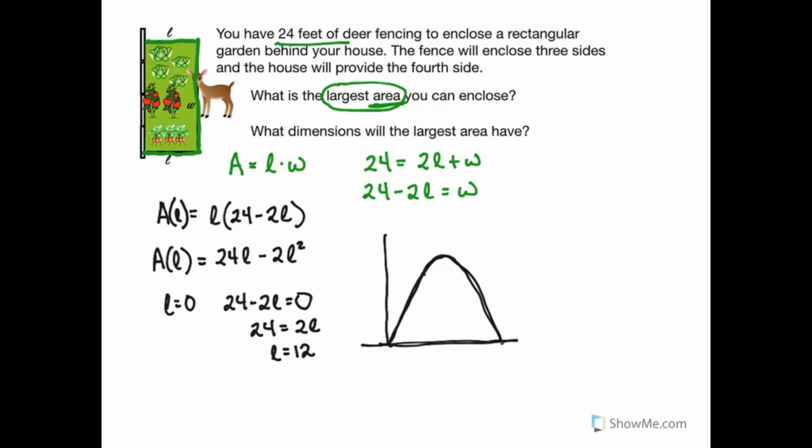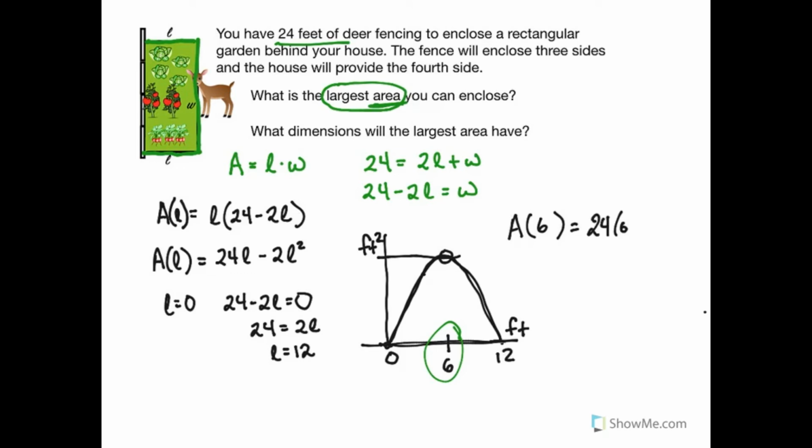If I graph it, the input is a length measured in feet, and the output is an area measured in square feet. The greatest area occurs at the vertex. Now the zeros are 0 and 12. That's when the area is 0. So the vertex has to come halfway in between those two. It comes at L equals 6. If I evaluate the area function when L equals 6, I find the maximum area.